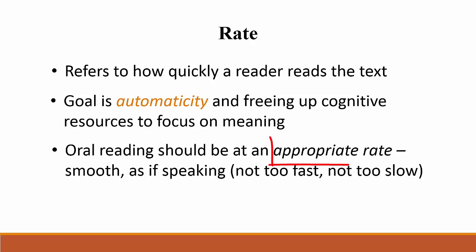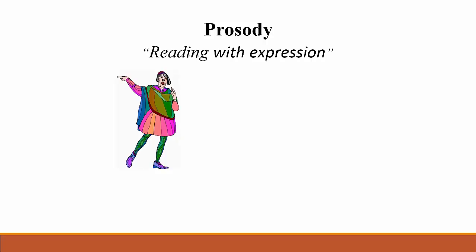We use the term appropriate rate in the definition because it's possible to read something too quickly as well as too slowly. Someone who reads connected text like it's a race likely isn't paying attention to the meaning. Appropriate rate refers to reading the text smoothly, like you were saying it to someone else instead of reading it. Reading as if the text is actually being spoken brings up a key word in the definition, prosody. Whereas accuracy refers to recognizing the words without errors, and rate refers to recognizing them rather quickly, prosody is sometimes defined as reading with expression.